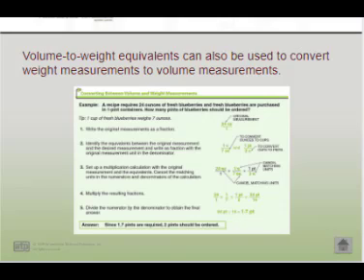Volume to weight equivalents can be used to convert volume measurements to weight measurements. Volume to weight equivalents can also be used to convert weight measurements to obtain volume measurements.